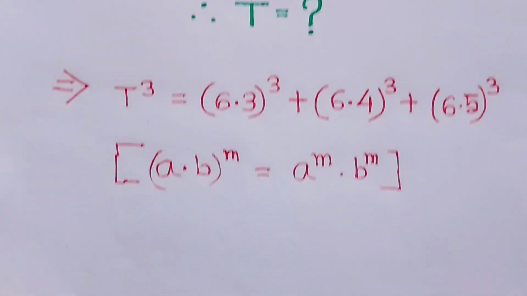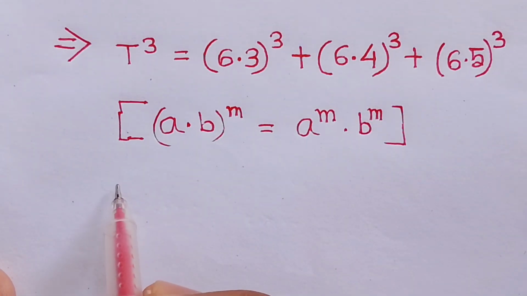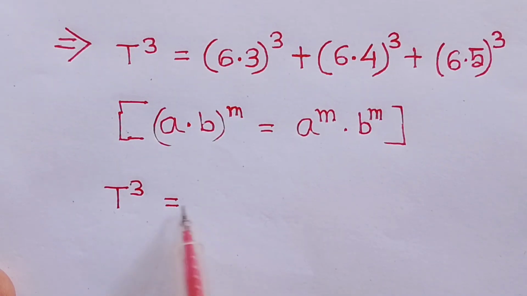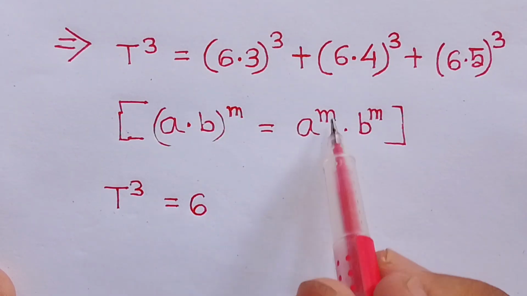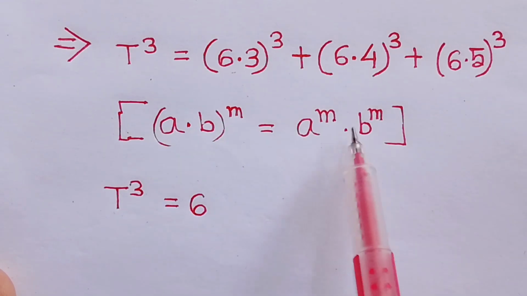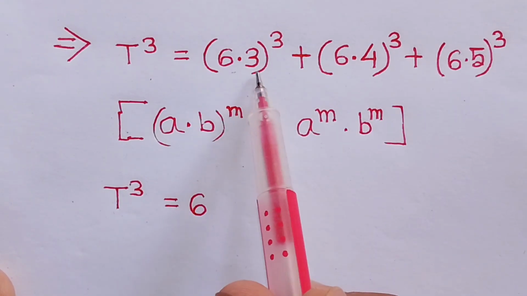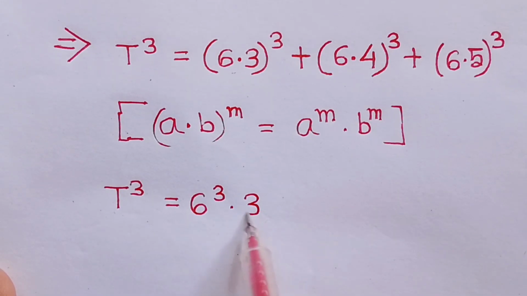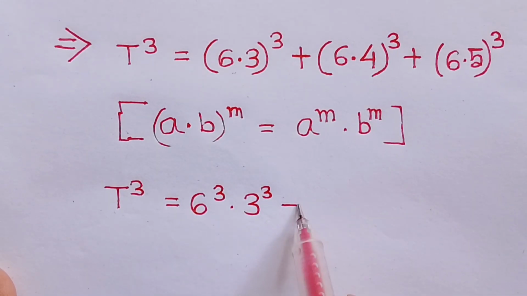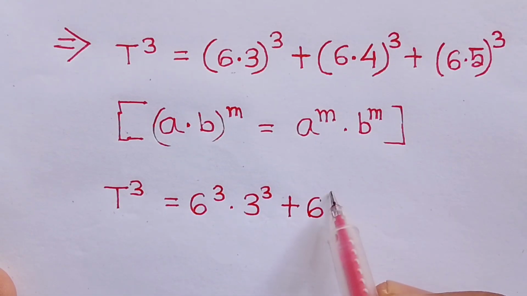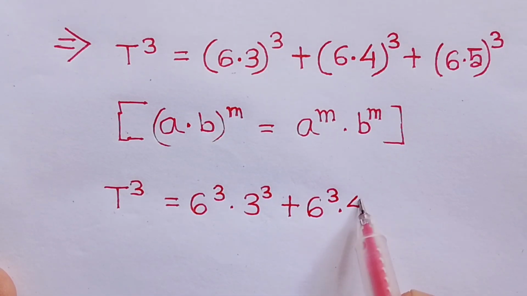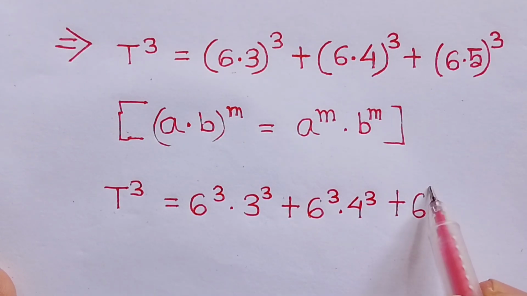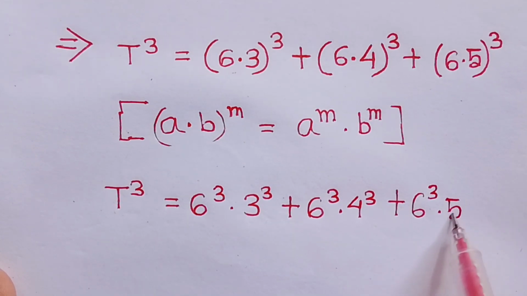We just apply this exponential formula into this equation, then we'll get 3 to the power cube, then 6 is a to the power m, and 3 will be b to the power m. Then 6 to the power cube times 3 to the power cube plus 6 to the power cube times 4 to the power cube plus 6 to the power cube times 5 to the power cube.